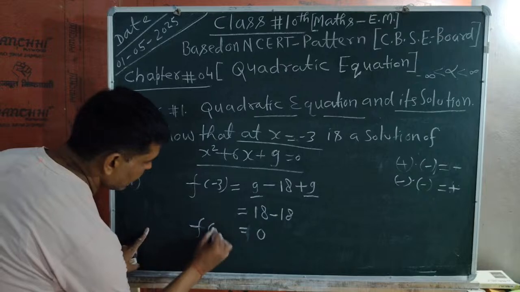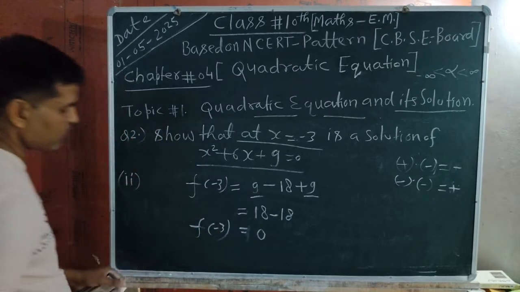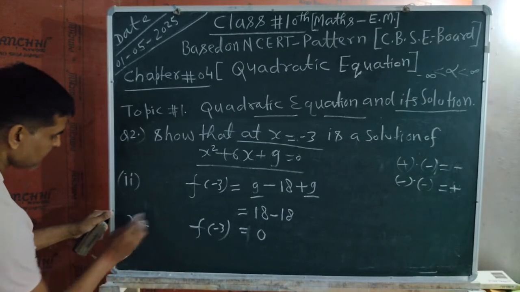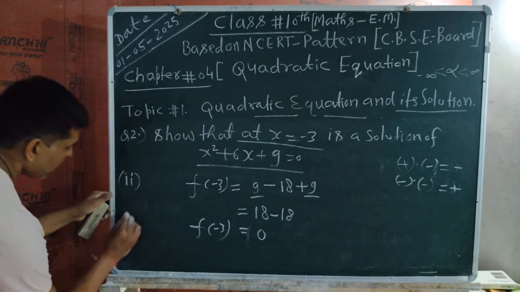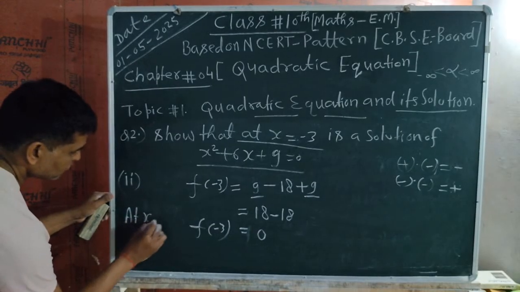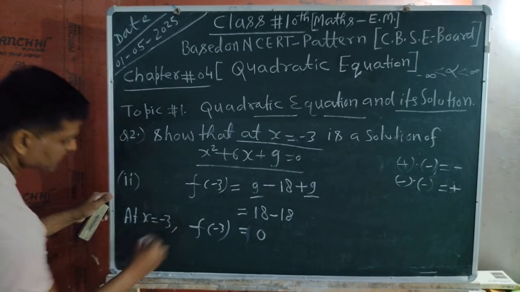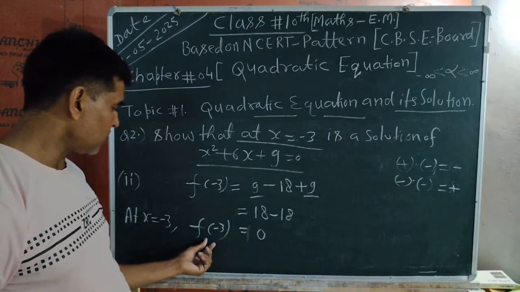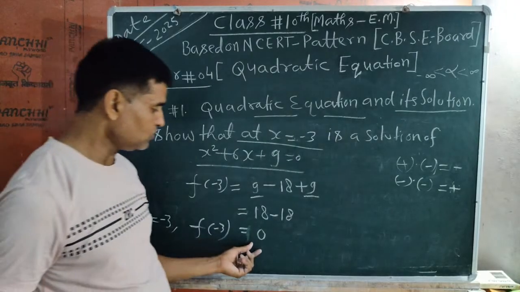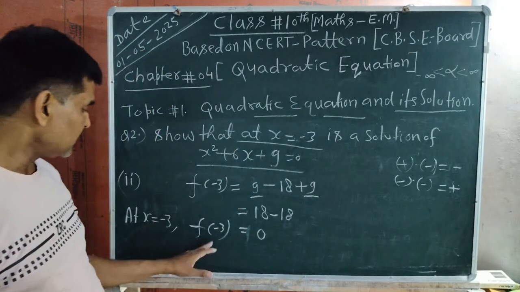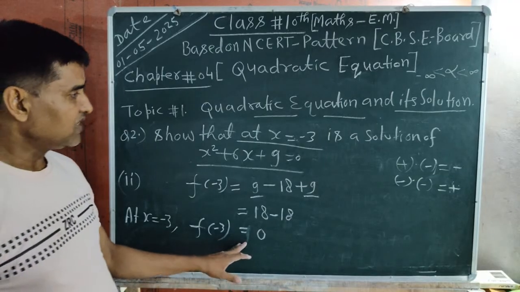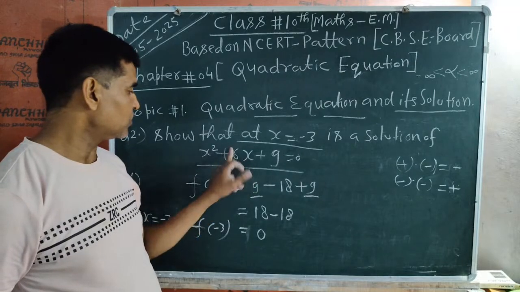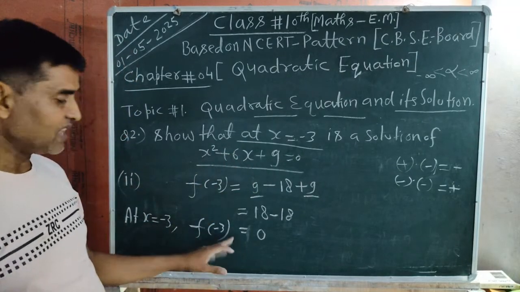It means that I have calculated the value of f of x at x is equal to minus 3. At x is equal to minus 3, the value of the given function f of minus 3 is equal to 0. It means that at x is equal to minus 3 there is a unique solution of the given quadratic equation. Therefore, I will say that it is hence proved.